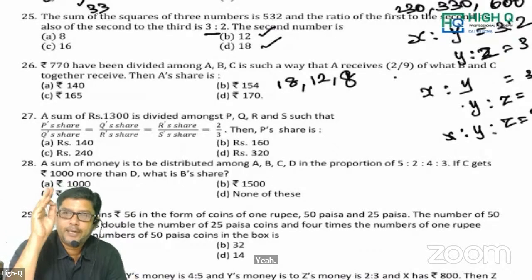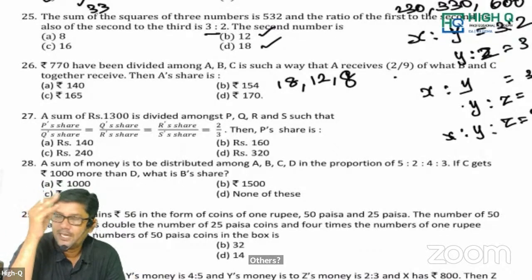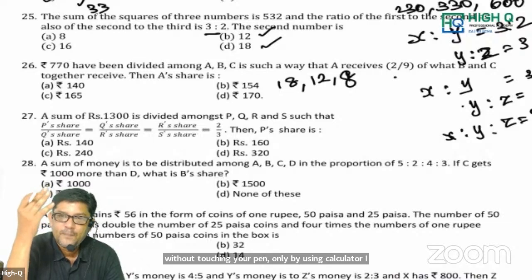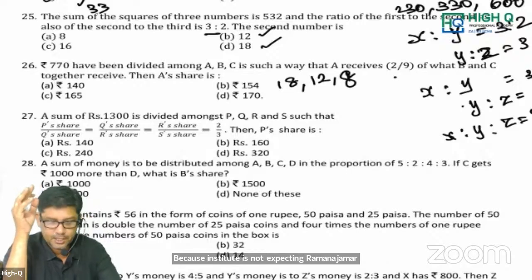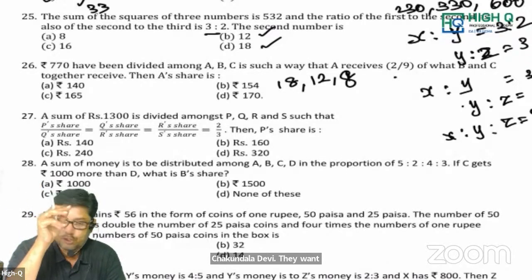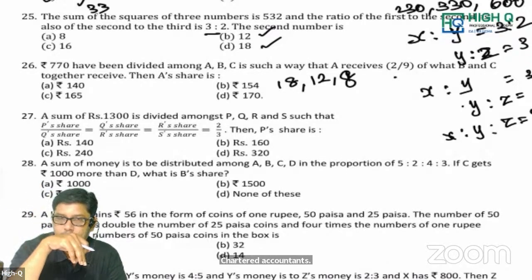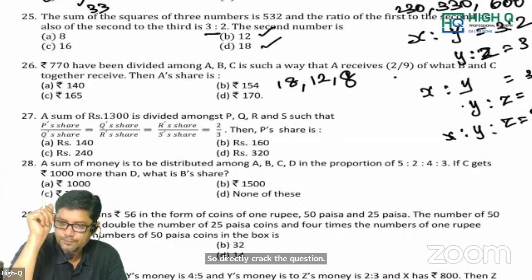Without touching your pen, only by using the calculator, I want you to give me the answer. Don't waste your time, because the institute is not expecting Ramanujam or Shakuntala Devi. They want chartered accountants. So directly crack the question. It is not a shortcut. It is a trick.